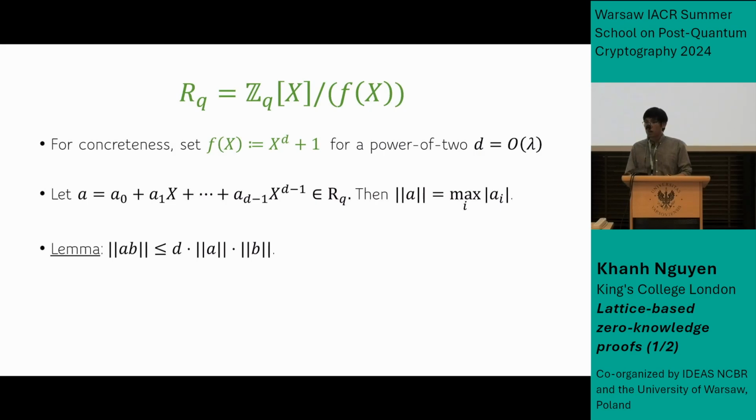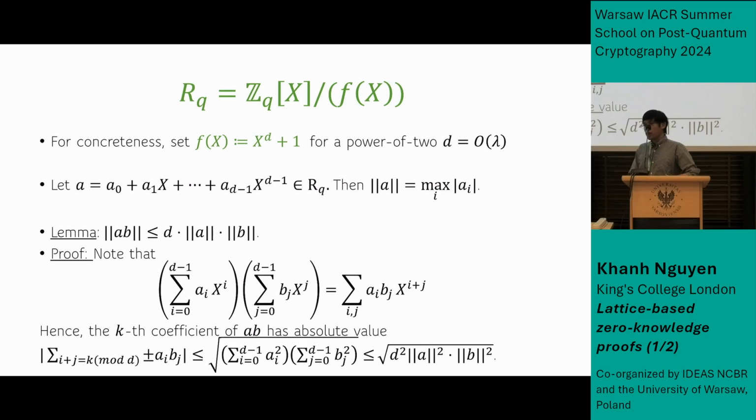Okay? So how to prove it? Well, let's just write down everything. So I have a as the sum of a_i x^i, and I have b, which is the sum of b_j x^j. I could just multiply all these things together to have a big sum over all the i, j of a_i b_j x^(i+j). And now I need to reduce it mod x^d plus 1.